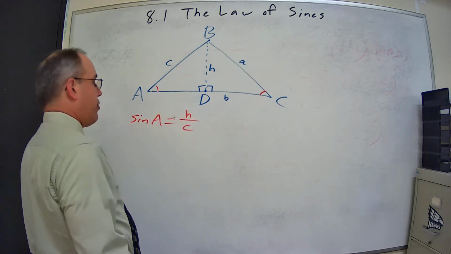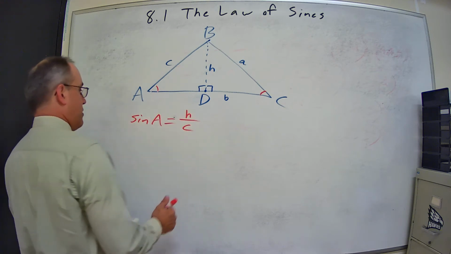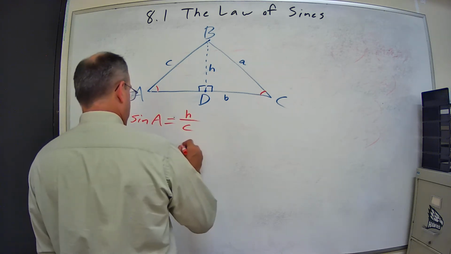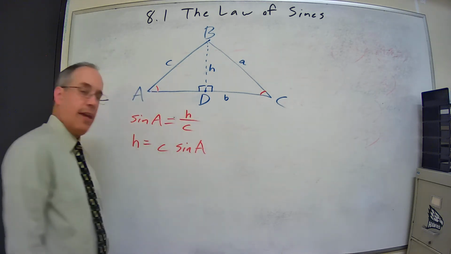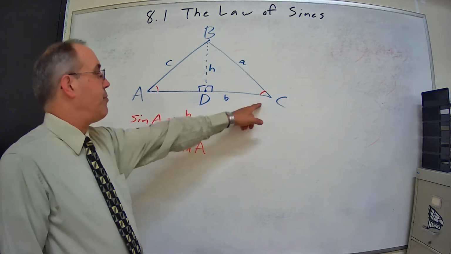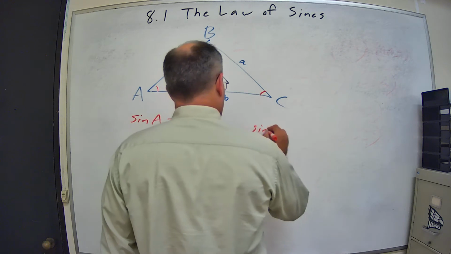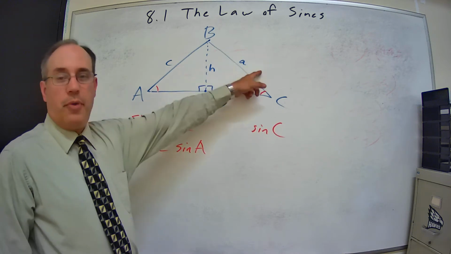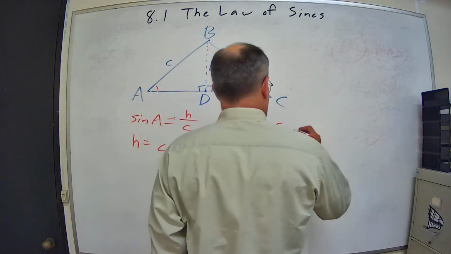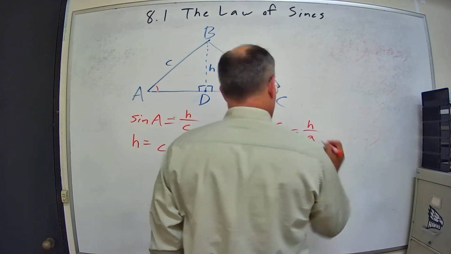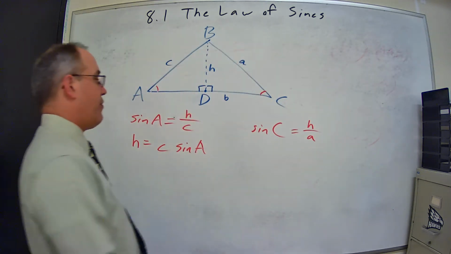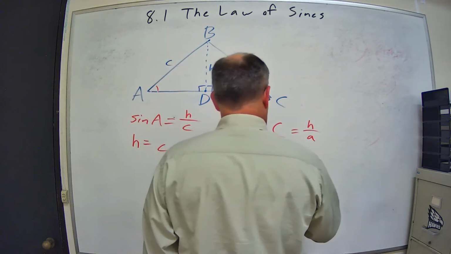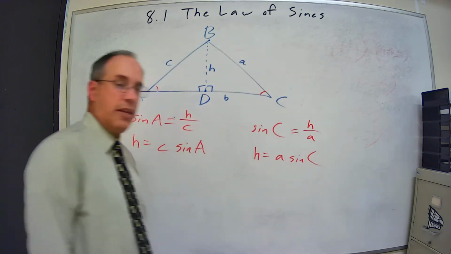If I solve this for H, I just multiply both sides by C, and I get H is equal to C times the sine of angle A. I'm going to do the same thing over here. The sine of angle C is equal to opposite over hypotenuse. So that's H over lowercase a. And if I solve for H, I multiply both sides by A, I get H is equal to A sine of C.